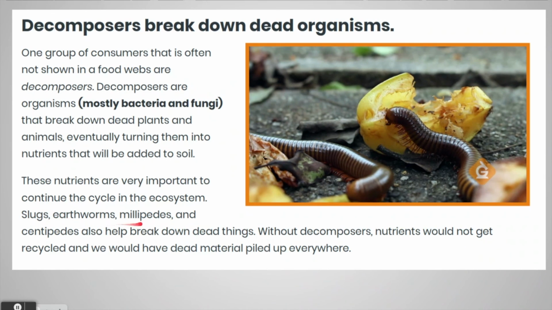Slugs, earthworms, millipedes, and centipedes will also help break down these dead things. Without decomposers, nutrients would not get recycled, and we would have dead material piled up everywhere. We know that grass and trees need nutrients in their soil, so they need decomposers to break down the nutrients from the animals so that they are able to grow, and also so there aren't dead bodies of animals and plants just lying everywhere.